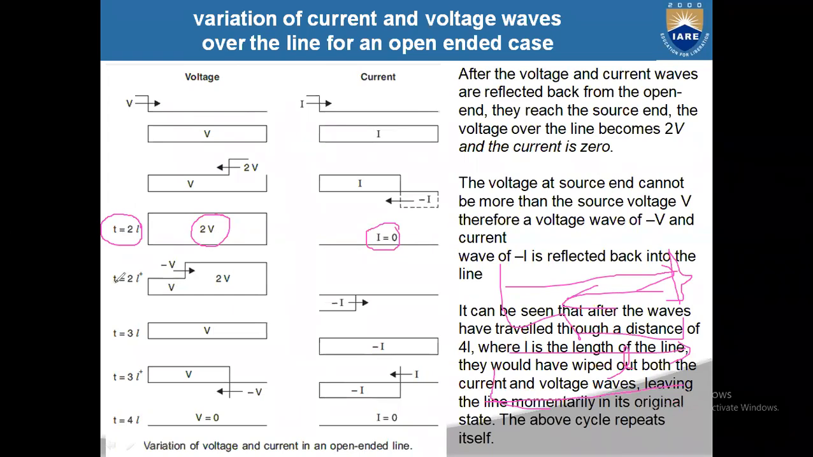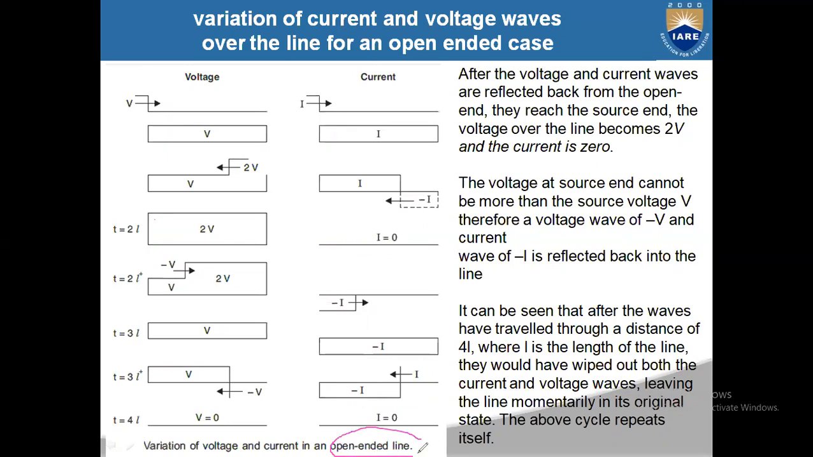Now, just after that, what happens here? Generally this source voltage is always V only. Because of that, a voltage with a negative sign will be reflected from the source and the voltage becomes V, and in a similar manner a current wave with negative sign will be reflected back. Like this, after a length of 4L, the voltage and current both will become equal to 0. So this is about the transmission line which is open-ended.